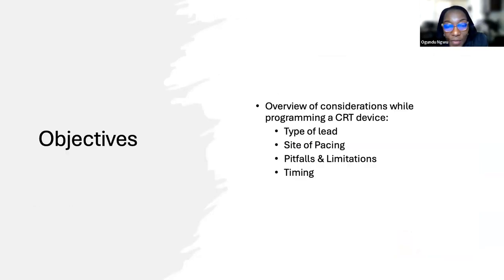Okay, so the objective of today's session is to really look at considerations while programming a CRT device, whether this is a CRT with a defibrillator or with a pacemaker. We're going to go over topics like the type of lead that we use, whether based on size or stability, site of pacing, because that is very critical to maximizing the patient's improvement from an LV function standpoint, and also pitfalls and limitations, and also timing, which has to do with trying to maximize AV timing with VV timing. And so this is critical.